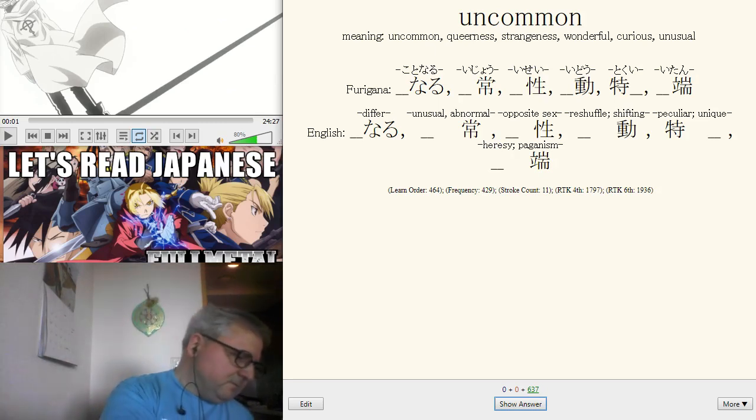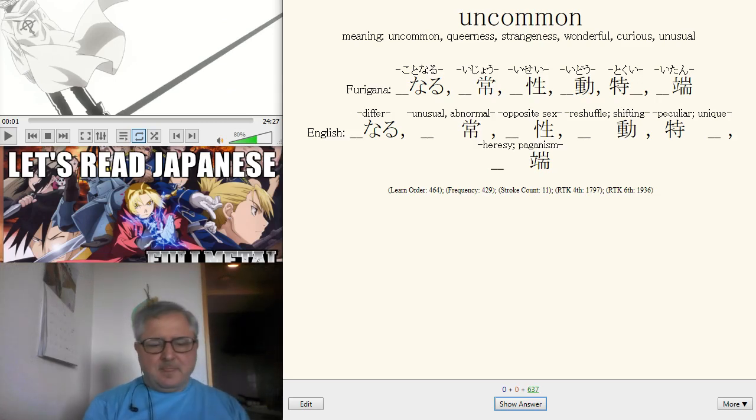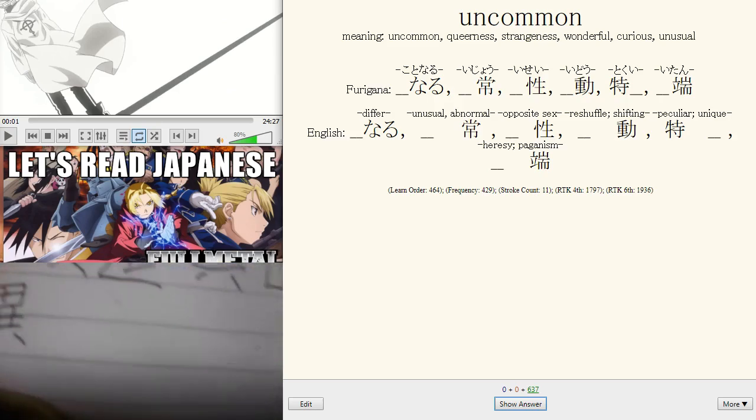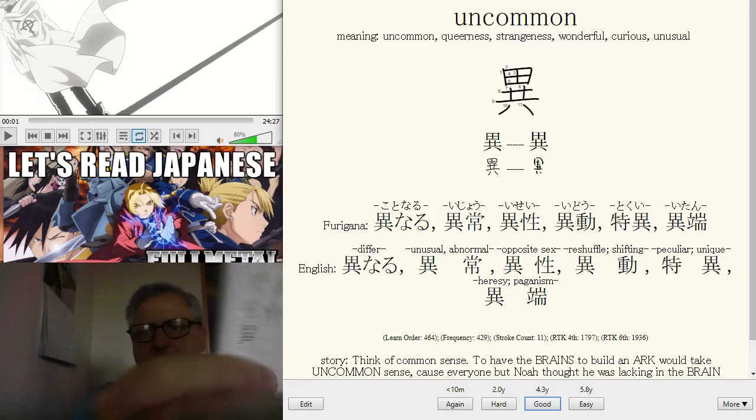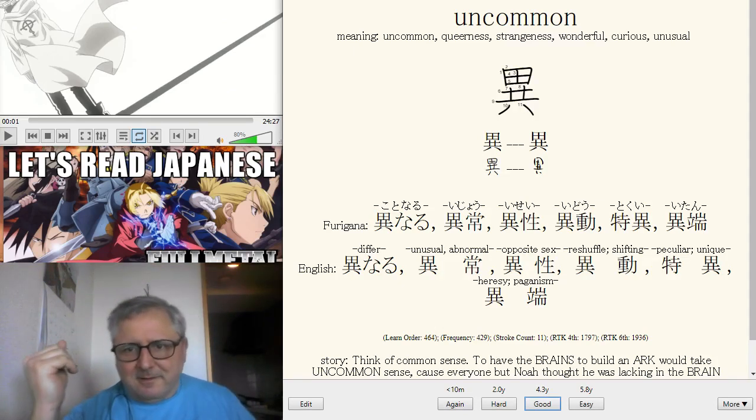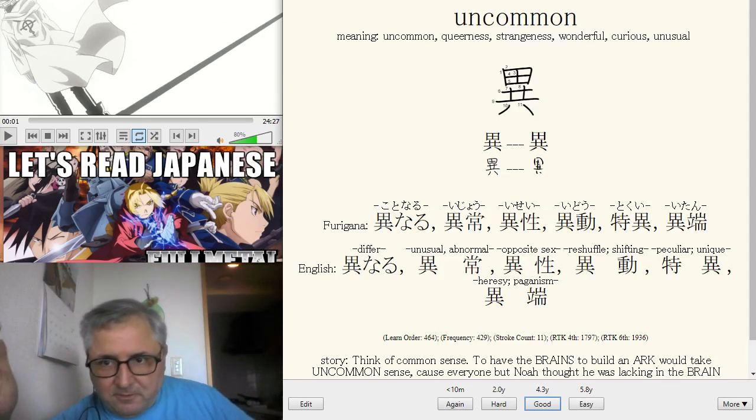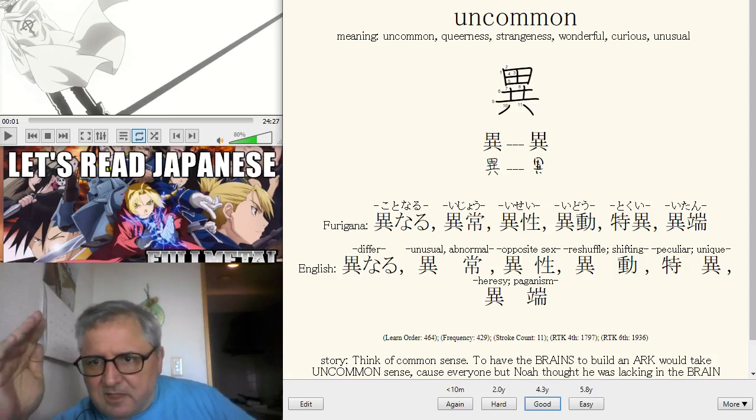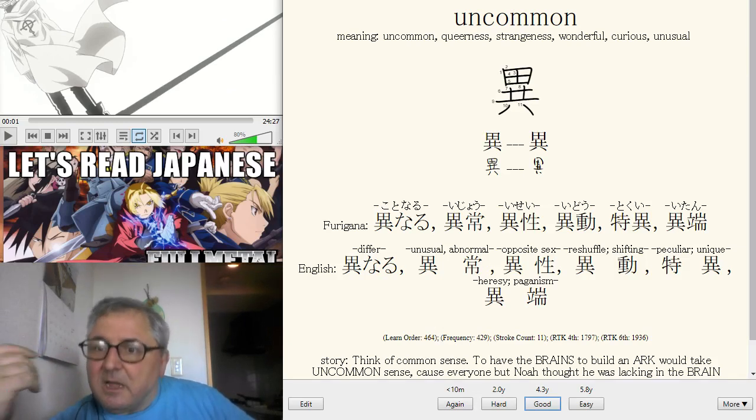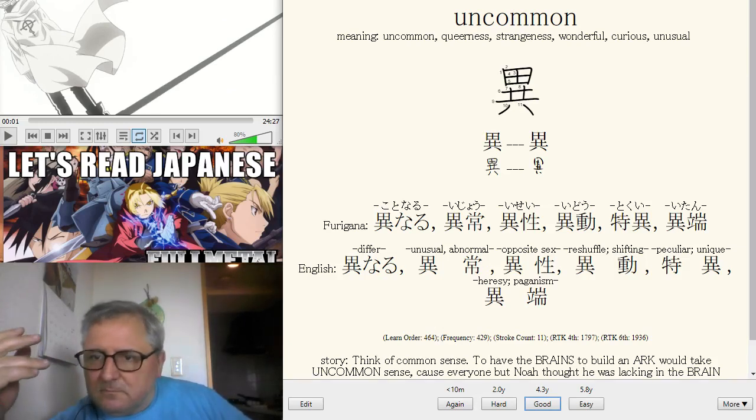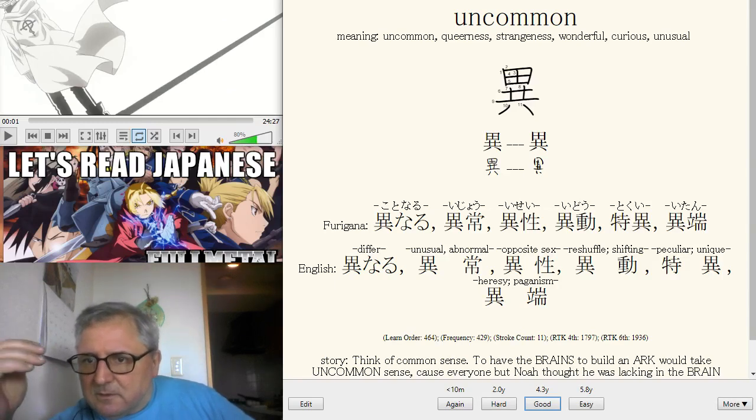Yeah. So, let's see. I want to say it's this. Yeah. And that's like Field and Noah's Ark. Okay, kotonaru, to differ about something. Ijō, unusual. Ijō nashi, nothing unusual. Issei. The opposite sex. Okay. Ido. Reshuffling, shifting. Ido. Tokui. Peculiar, unique. Okay.